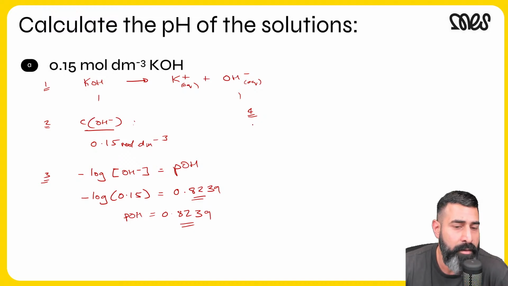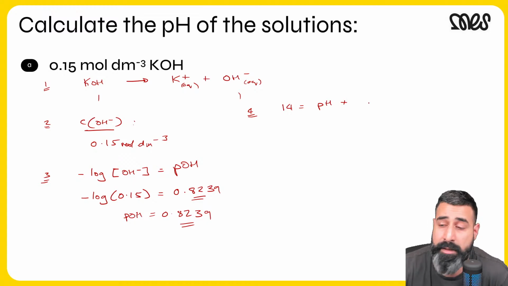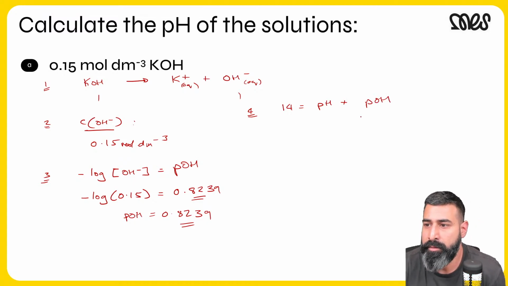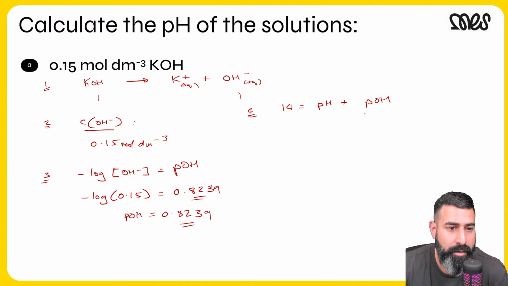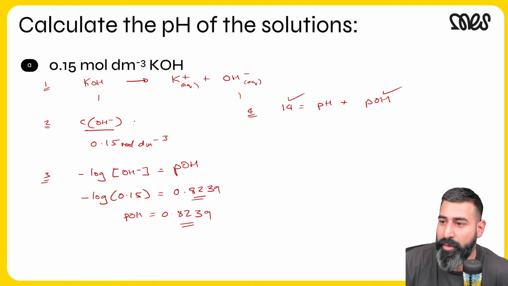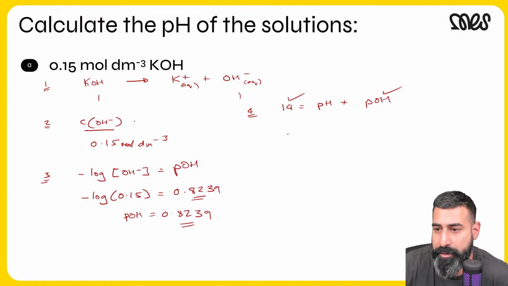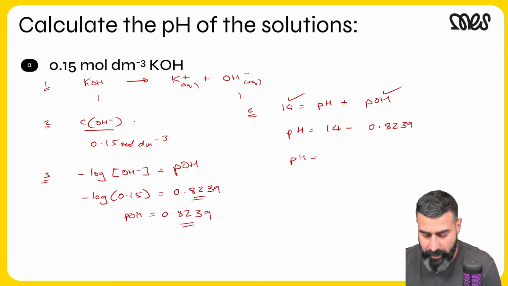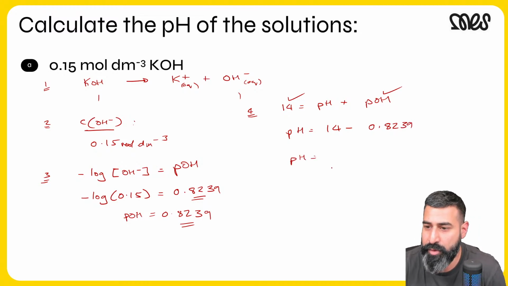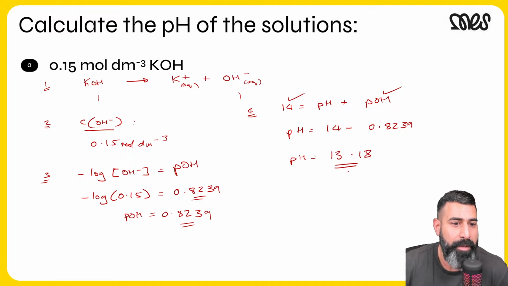All right. Where do we go next? Well, next I'm going to write down 14 is equal to pH plus pOH. Okay. Well, I know pOH. I just worked it out. I know 14 is given to me. So what do I do? I take 0.8239 away from both sides to give me the pH. So the pH is equal to 14 take away 0.8239. So pH is equal to 13.18. Happy days.